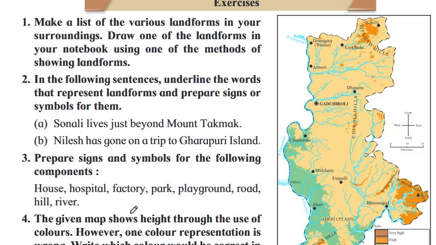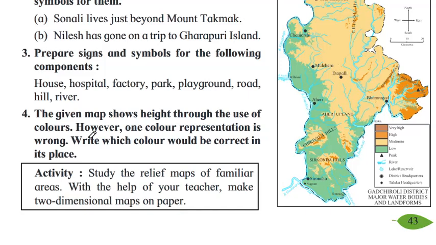The given map shows heights through the use of colors. However, one color representation is wrong. Write which color would be correct in its place. Activity: Study the relief maps of familiar areas with the help of your teacher. Make two-dimensional maps on paper.